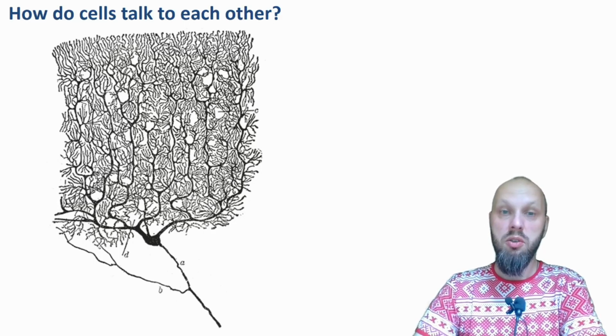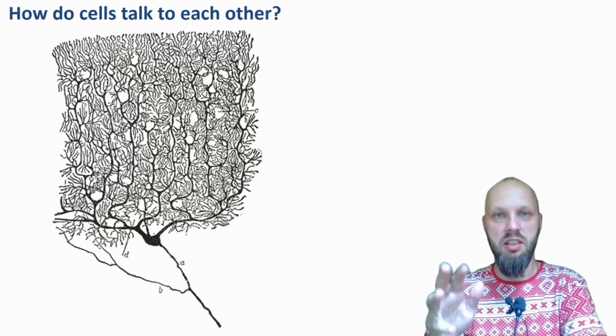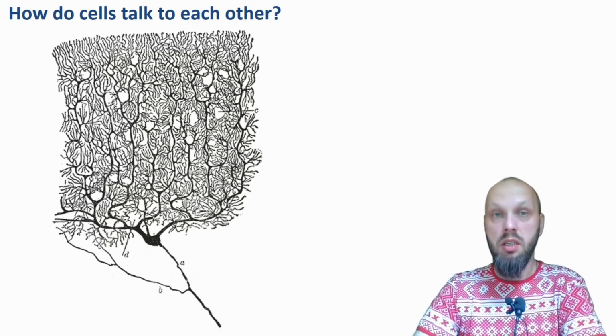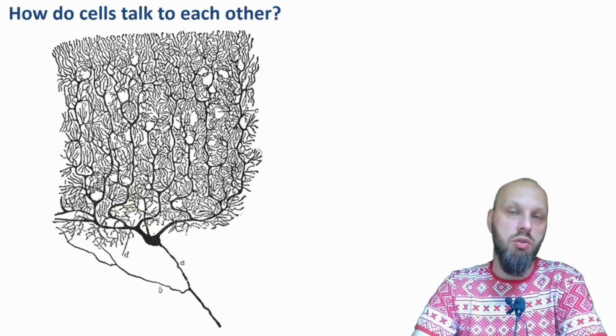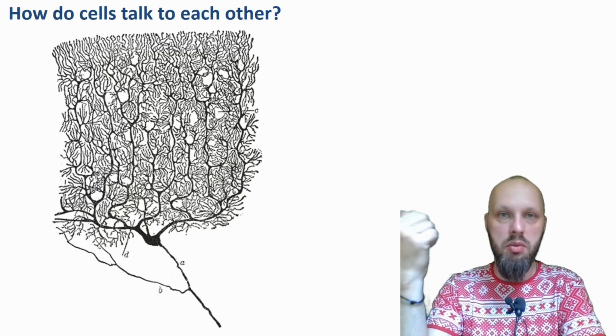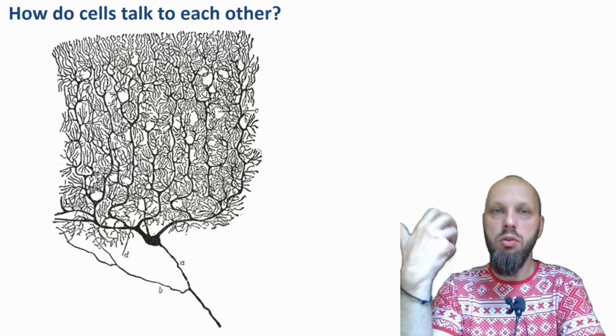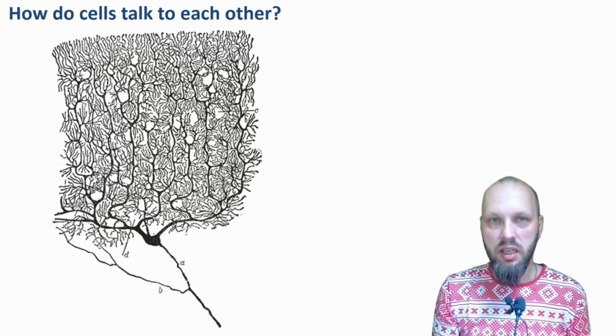So we talked about how cells have this funny shape with all these protrusions and all these dendrites because they want to connect to each other, because that's what they do. They connect to each other and pass messages to each other. Like this cell has all these dendrites, lots of fibers coming to it. But how do they connect to each other? What do these connections look like?